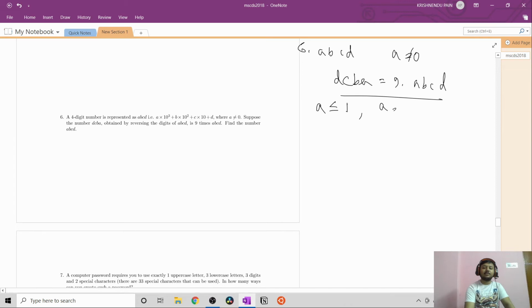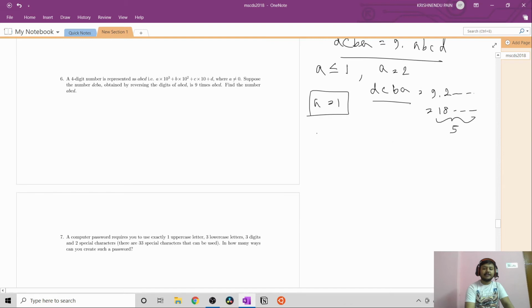Suppose A is equal to 2. I am taking A equal to 2. Then DCBA equals 9 into 2 something. This is getting a 5-digit number, 18 something. I'm taking just one example. So this is a 5-digit number, but DCBA is also a 4-digit number. So A must be less than or equal to 1. But A is not equal to 0, so A is 1.